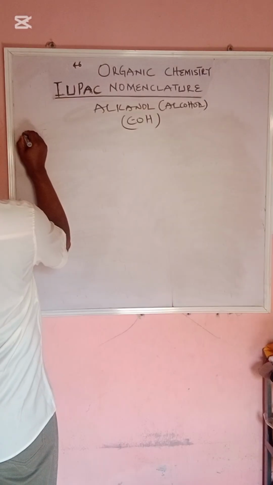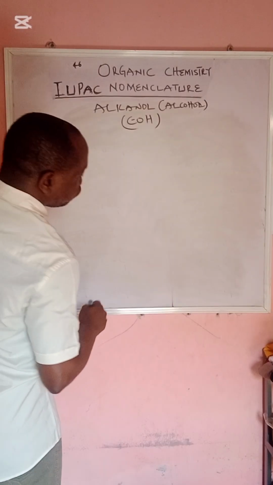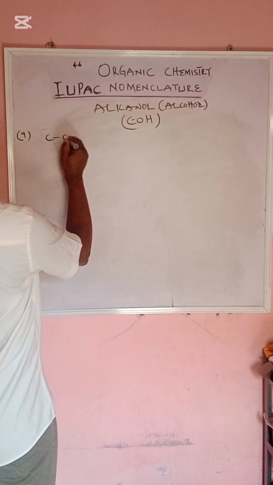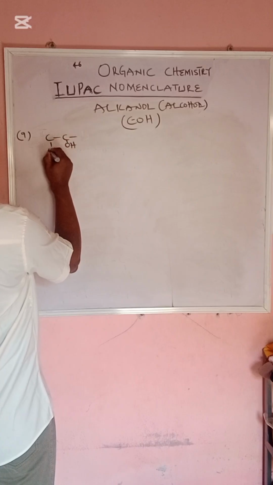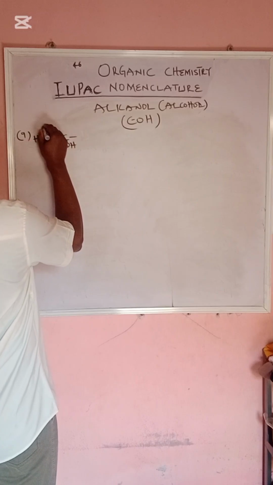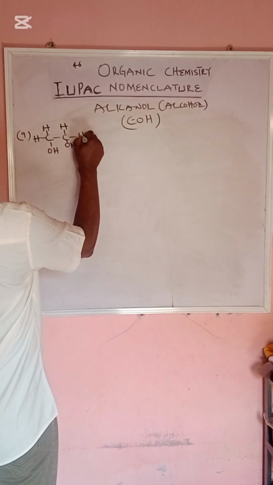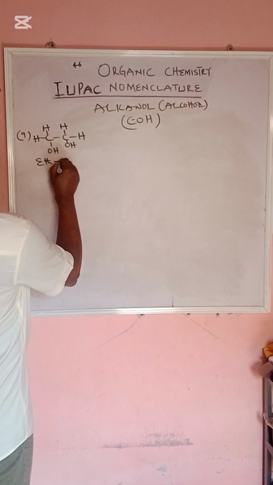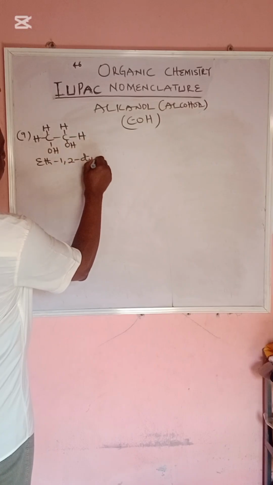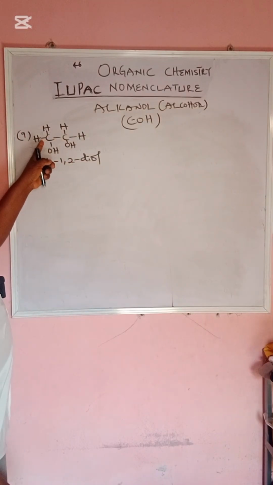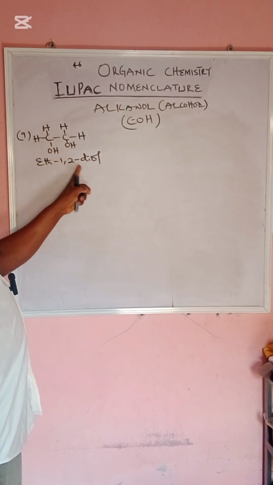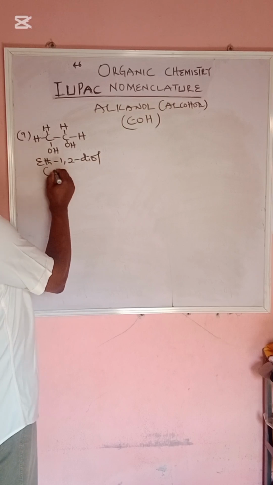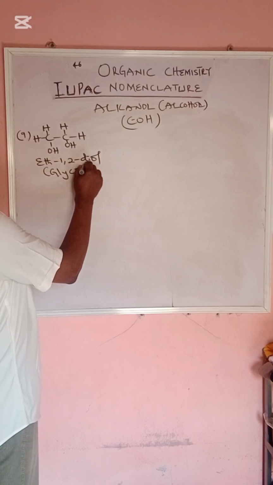Number 9 now. We have CCC. We have OH here, we have another OH, and hydrogens. So this one is a ethane-1,2-diol. You can see one OH attached to carbon 1, another OH on carbon 2. So it will be ethane-1,2-diol. This is known as a glycol in chemistry.